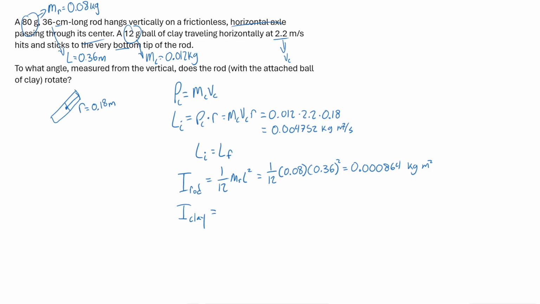Then now the clay. Well, this time, we're going to consider the clay as a point mass. So it's just the mass of the clay times the radius squared. Right, why is that? Well, consider a point at the end, at the very bottom tip. Well, that is going to rotate around the radius r. So it's going to be m_c r squared. And if we make substitutions, and then put that into our calculator, what we get is 0.0003888.